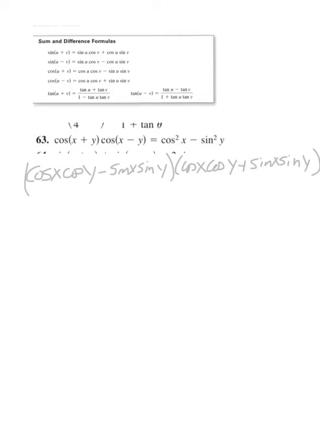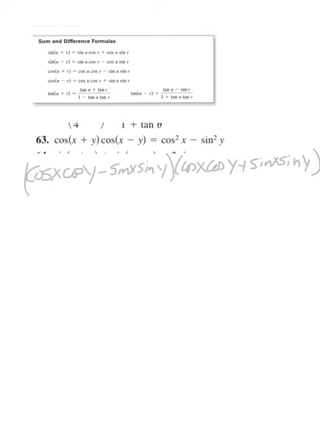All right, well, we're going to try number 63 now, which is kind of a combo of the sums and differences with a trig identity. So I started with the left side and I used the formula du jour, and so hopefully things will work out.